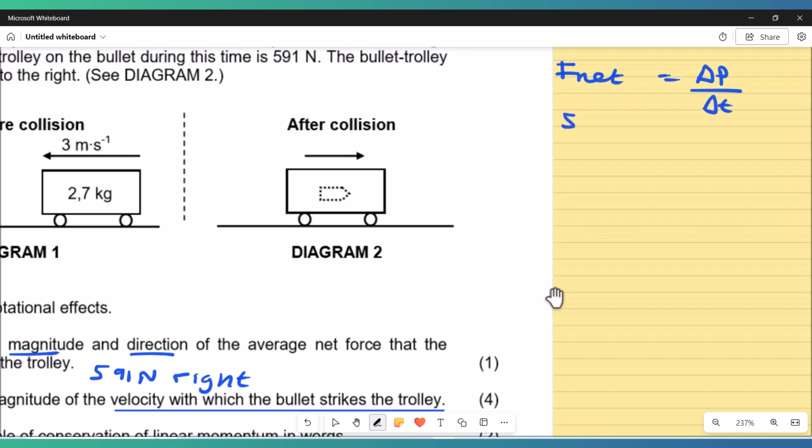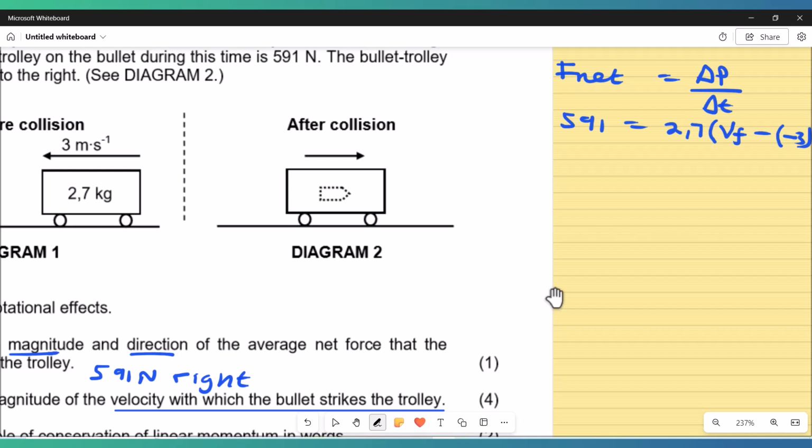What about change in momentum? That's the mass of the trolley times the velocity of the trolley. Next we have our V final, which we don't know yet for the trolley. Now the V initial was given to us as 3. Because it's going to the left, I'm going to say negative 3, because I'm taking the right as positive.